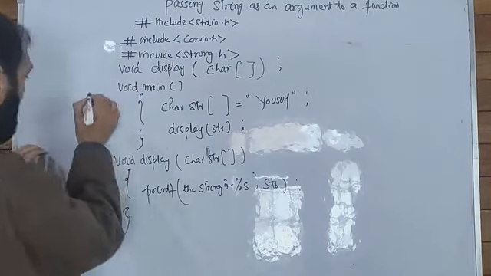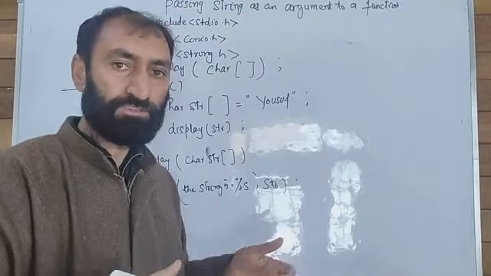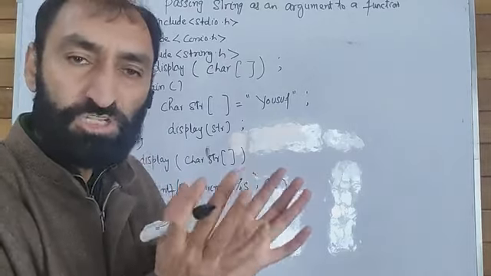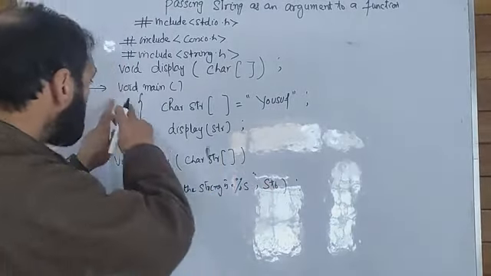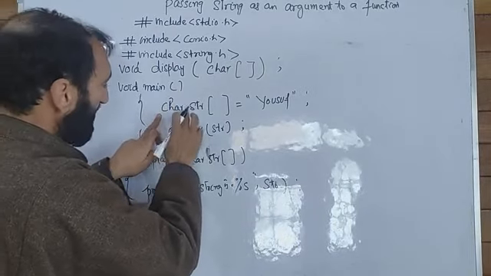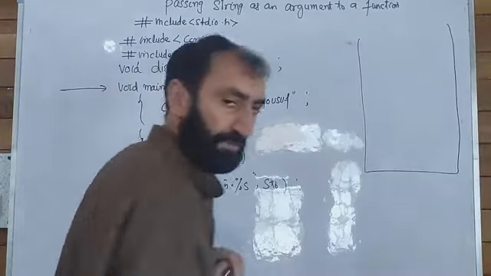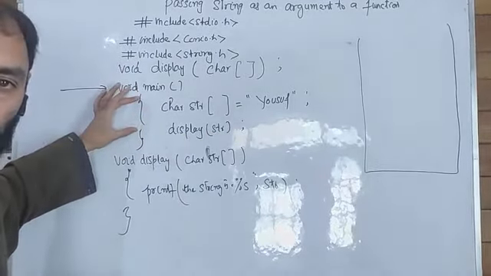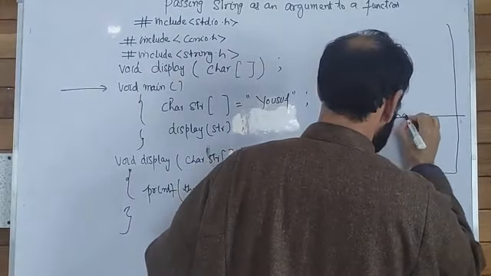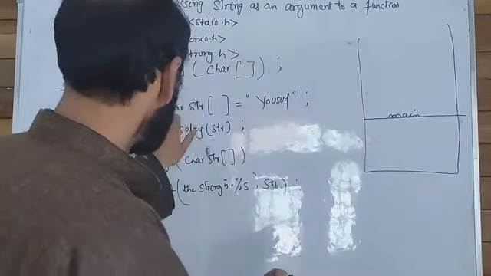First of all, the control will go to the main function, because we know that the execution of a C program starts from the main function. The control reaches here first. Memory will be allocated for the main function from the stack, by the memory manager.